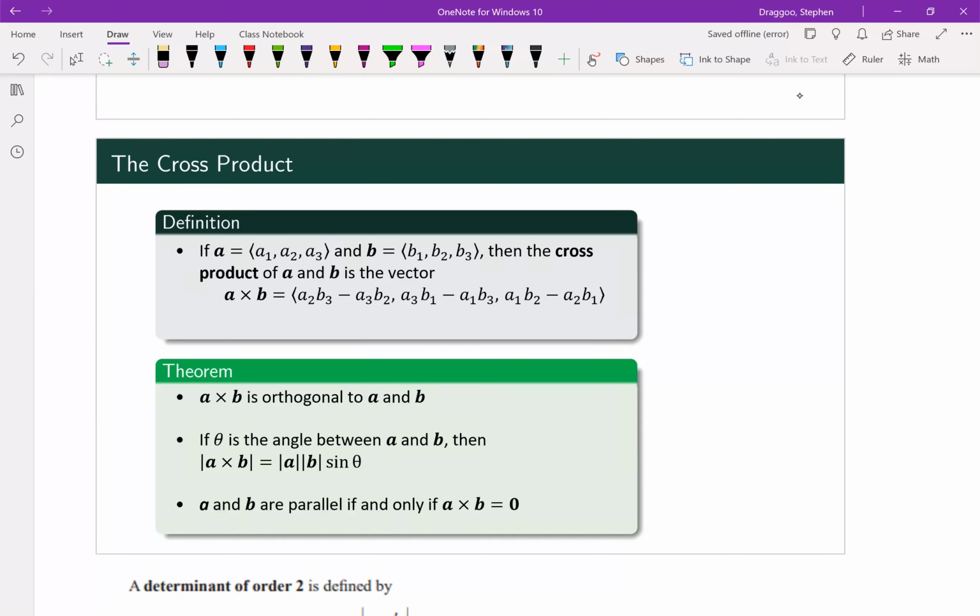But let's look at a couple other properties of the cross product before we move on to actually calculating it. The cross product is a vector, and that vector is going to be orthogonal to both of its component vectors. So A cross B is orthogonal to both A and B, assuming that the cross product is not 0. Then if theta is the angle between those two vectors, the magnitude of the cross product is equal to the magnitude of the individual vectors times sine of theta. Compare that to the dot product, which had cosine theta instead.